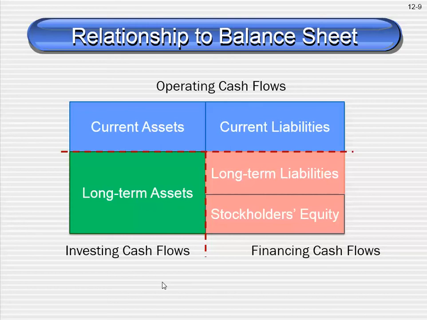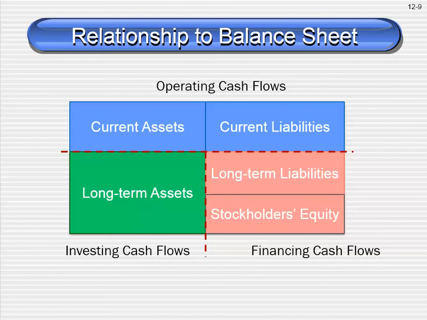And I like this slide a lot because I think it breaks up for you in very clear terms which are your operating cash flows, which are your investing, and which are your financing. So you can see up here, if we put a balance sheet together, we have our assets on the left side, and liabilities and equity would fall on the right side. So if we look at current assets and current liabilities up at the top here in blue, those relate to operating cash flows. Long-term assets will relate to our investing cash flows, and then long-term liabilities and stockholders' equity relate to financing cash flows.